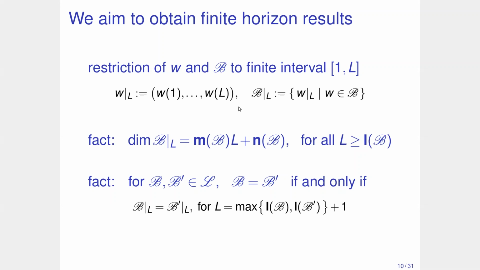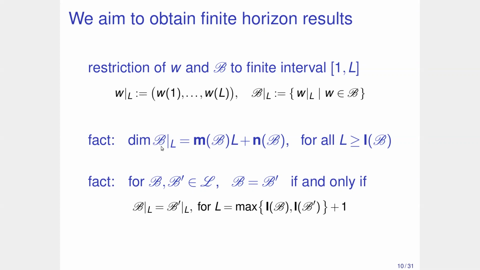We consider first some notation. The restriction of an infinite trajectory, or a system, to a finite interval 1 to capital L is denoted with the bar sub L notation. This means that we cut only the first part of the trajectory. Because of time invariance, the interval is not important, only the length of the interval, the capital L, matters.